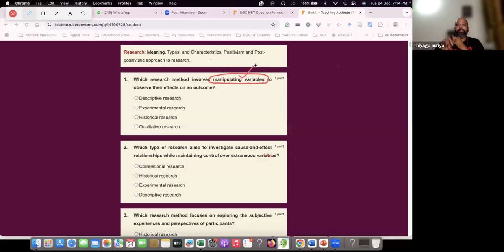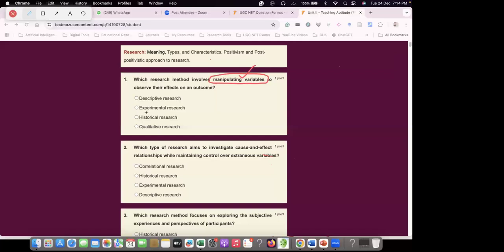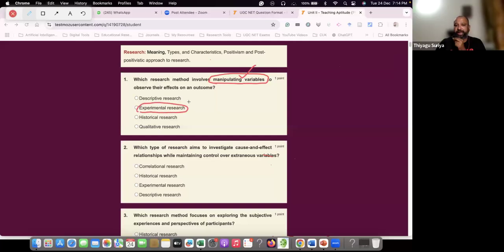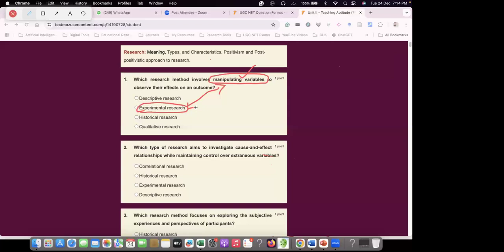Manipulation is the key term. What is that? Experimental method. Please note that wherever you find the term manipulation, this is the way you need to identify the answer, because manipulation is possible only in the case of the experimental method. Is manipulation of variables possible for the survey method?